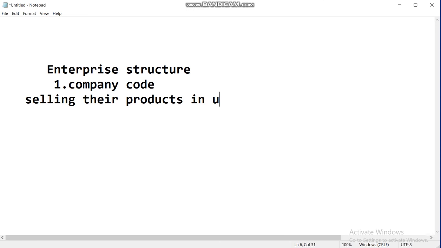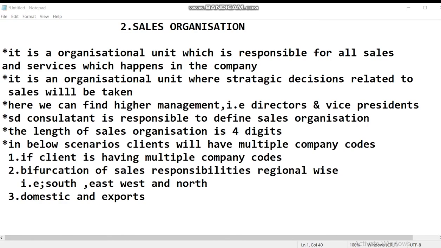And at the same time, in multiple scenarios we can see multiple company codes, like Tata Group, Tata Steel, Tata Motors, Tata Cement. In this we can separately define the company code for every company under an organization.